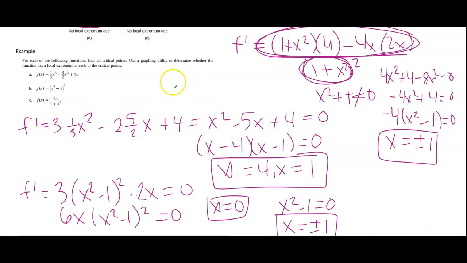All right, so that's what the definition of a critical point is. Take the derivative, set it equal to 0 or find where it's undefined, and that's going to tell you something in particular about the graph of f.